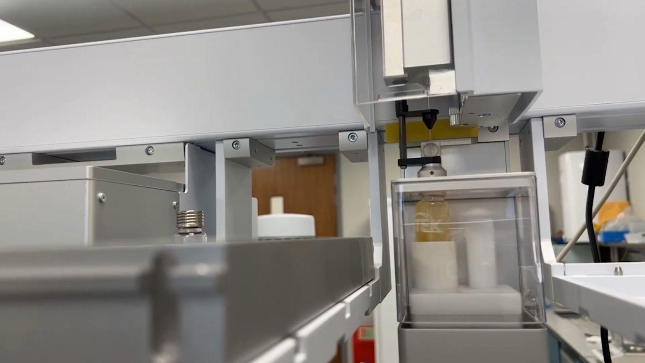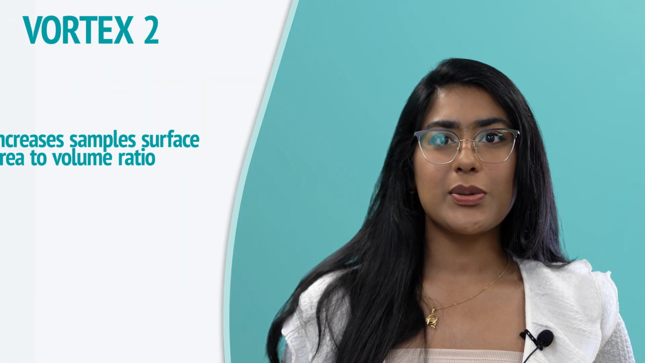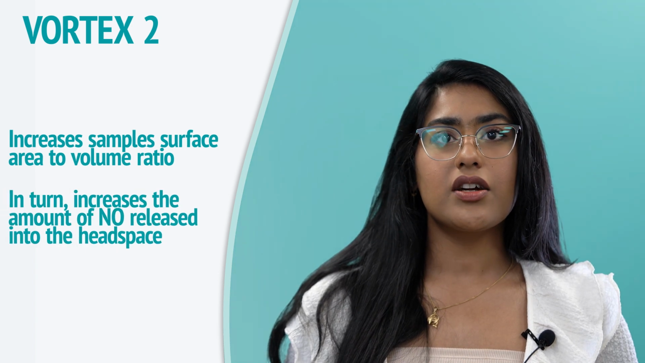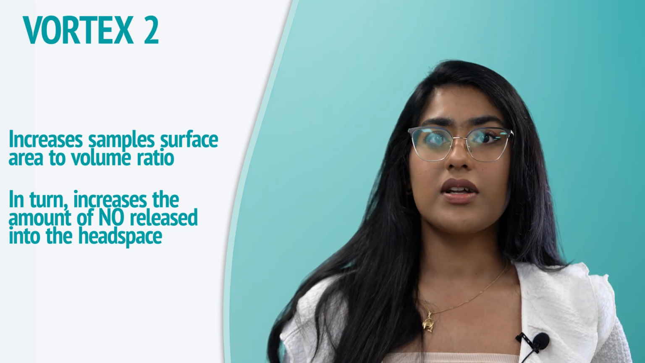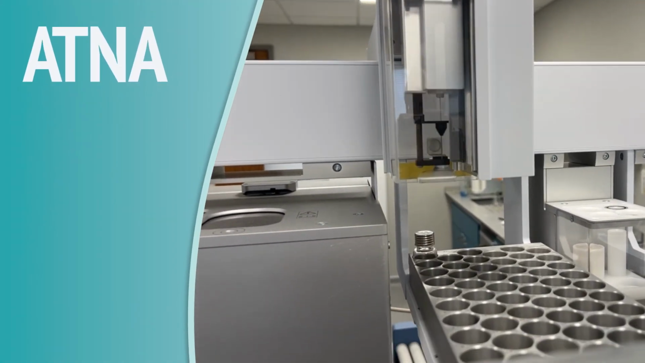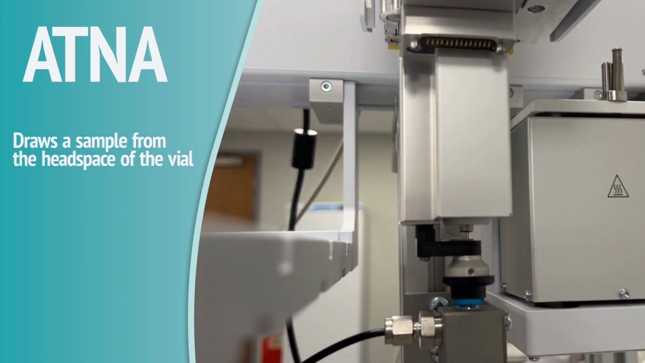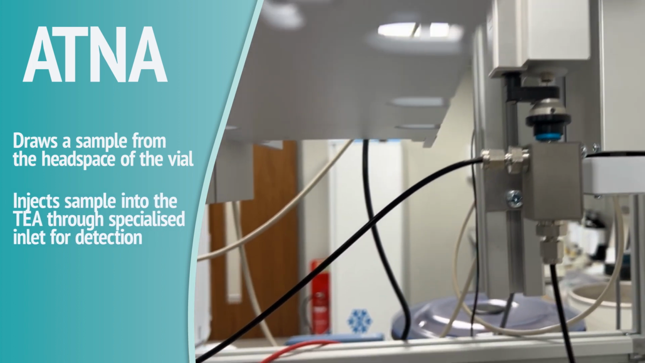The sample is then returned to the vortex for the second time. The purpose of this vortex is to increase the sample surface area to volume ratio, which in turn increases the amount of NO released in the vial's headspace. Once removed from the vortex, the sample is placed back in the rack to cool. After the sample has cooled, the Automated Total Nitrosamine Analyzer draws a sample from the headspace of the vial and injects it into the TEA through a specialized inlet.